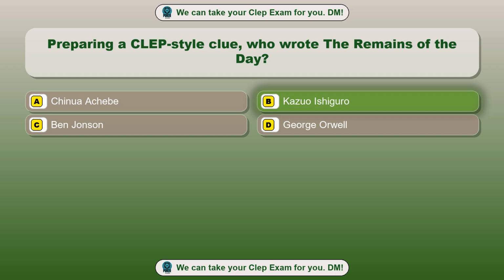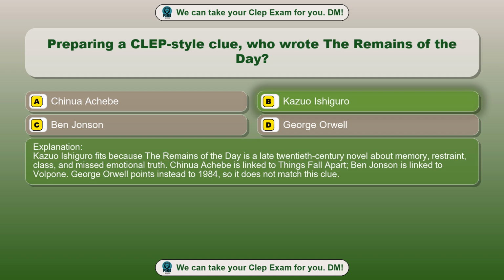Kazuo Ishiguro. Kazuo Ishiguro fits because The Remains of the Day is a late 20th century novel about memory, restraint, class, and missed emotional truth. Chinua Achebe is linked to Things Fall Apart, Ben Jonson is linked to Volpone. George Orwell points instead to 1984, so it does not match this clue.